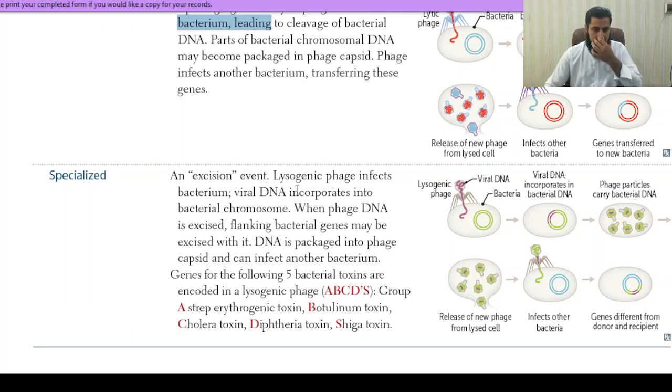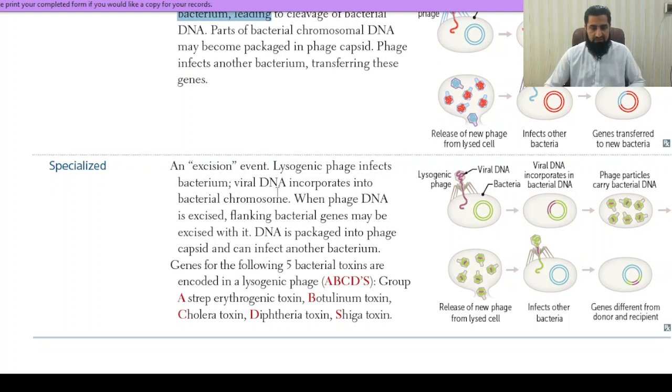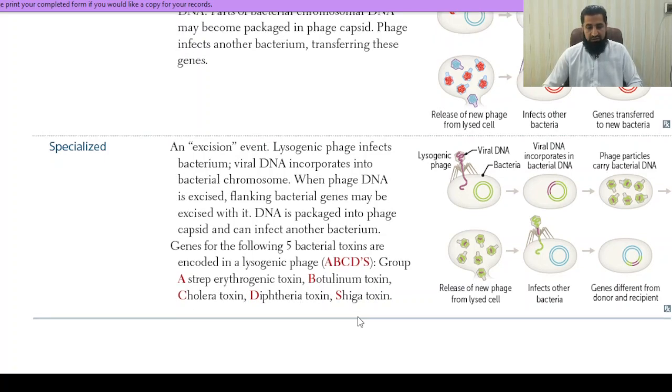In the excision event, a lysogenic phage infects a bacterium and the viral DNA incorporates into the bacterial chromosome. When the phage DNA is excised, flanking bacterial genes may be excised with it. This DNA is packed into the phage capsid and can infect another bacterium. Genes for the following five bacterial toxins are encoded in the lysogenic phage. These are the A, B, C, D's: Group A Streptococcus erythrogenic toxin, botulinum toxin, cholera toxin, diphtheria toxin, and Shiga toxin.